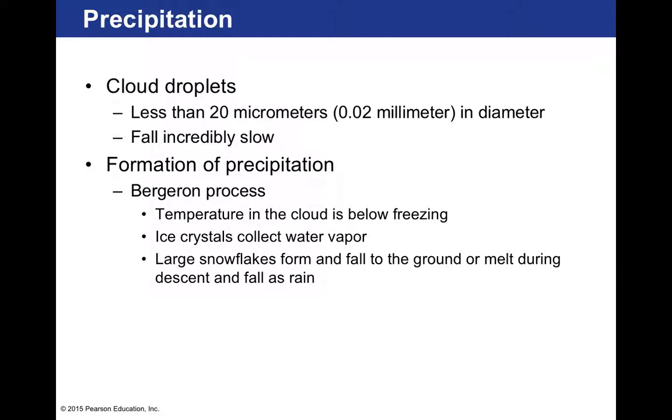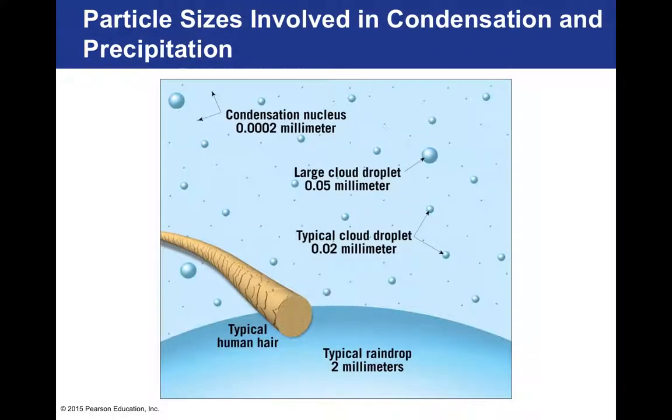When it rains, we're essentially talking about cloud droplets. These are less than 20 micrometers, or 0.02 millimeters, in diameter, and they fall incredibly slowly. Precipitation forms due to what's called the Bergeron process, where the temperature in the cloud is below freezing, so ice crystals collect water vapor, and then large snowflakes form and fall to the ground or melt during the descent and then fall as rain. So actually most precipitation starts as either a solid piece of ice or a snowflake, and then only depending on the air that it passes through will it warm and form rain before it hits the ground. So these are just giving you the relative size of condensation nuclei and precipitation sizes.